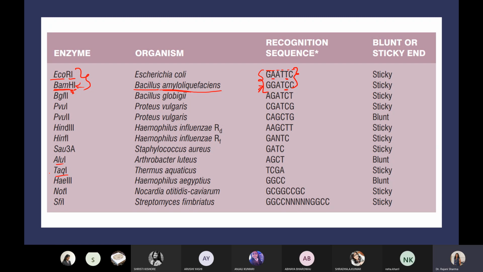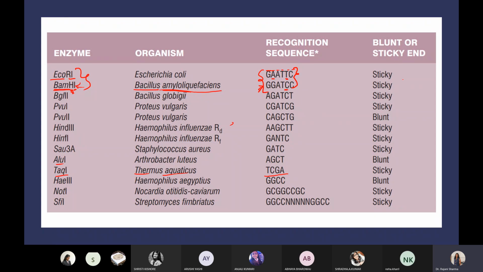Have you heard the name Taq polymerase? Yes, ma'am. What is it? Ma'am, it is a thermostable DNA polymerase, that is used in PCR. Good. So what is Taq here? Thermus aquaticus, from where it has been isolated. What you have seen here, only 4 nucleotide sequences are there.